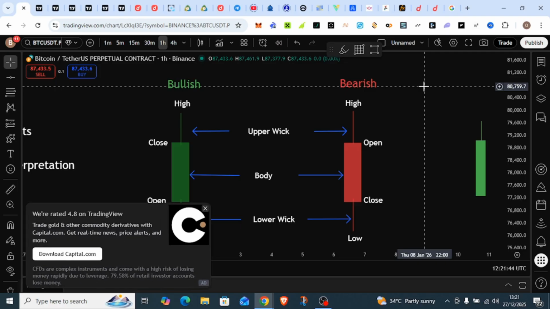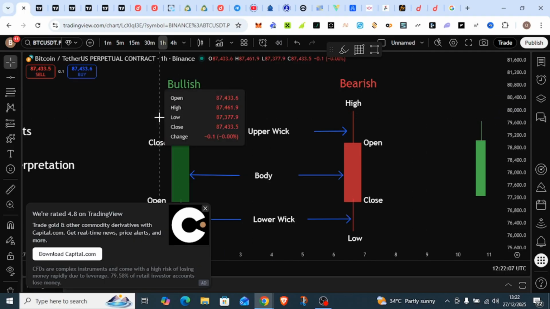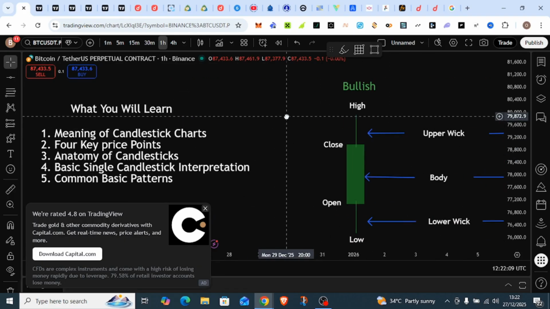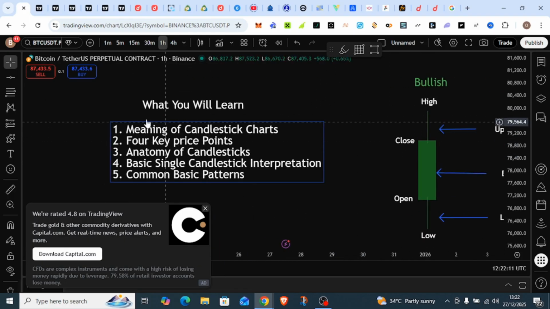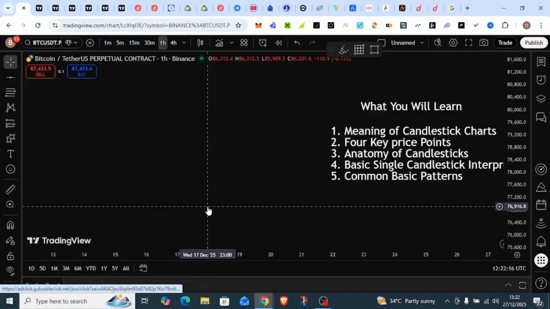What are candlestick charts? Candlestick charts are a popular type of financial charts used in technical analysis to represent price movements of assets like stocks, forex, and cryptocurrencies over a specific time period. Let's look at the 4 key price points. There are 4 key price points.